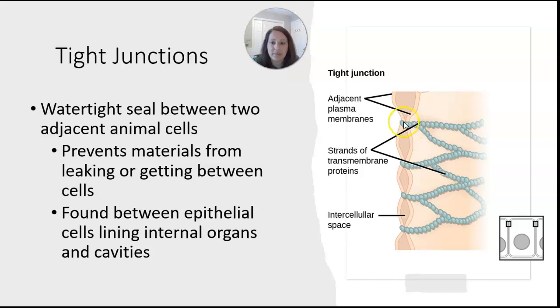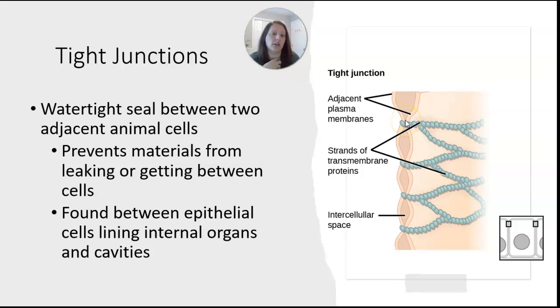And connecting them, you can see these. These are strands of what we call transmembrane proteins. So they're proteins that go all the way through the membrane, and then they're connected to and go all the way through the neighboring cell's membrane. Okay? You can see how tight they are. So again, tight junction, look at this. The 2 membranes are right next to each other.